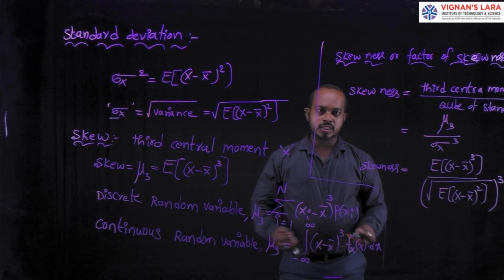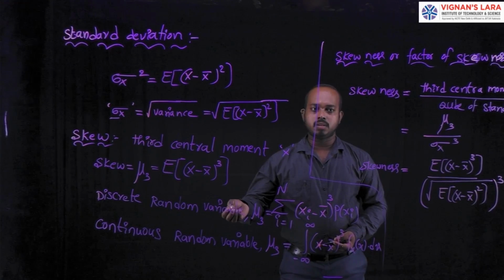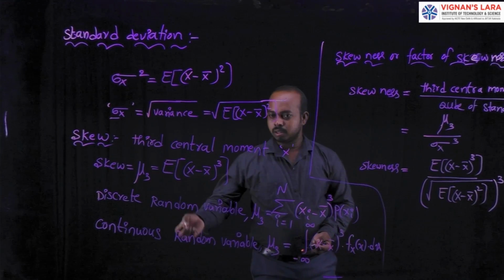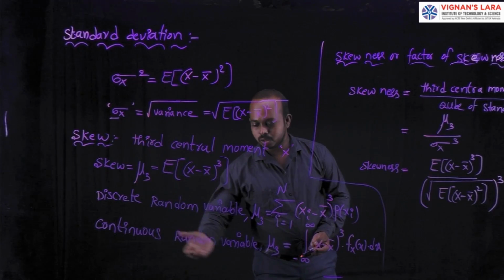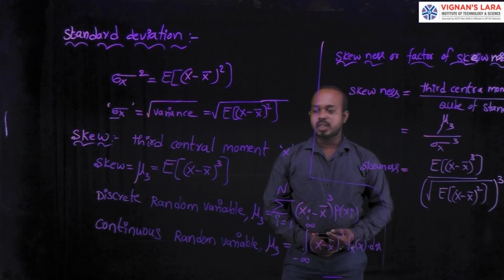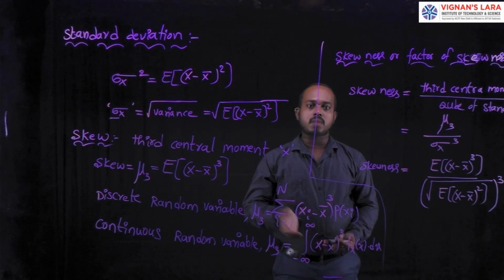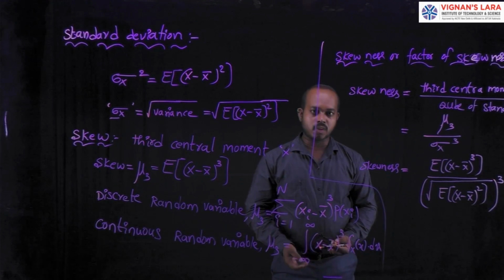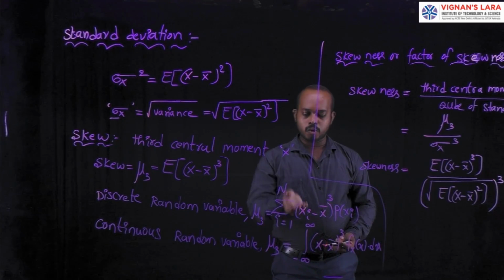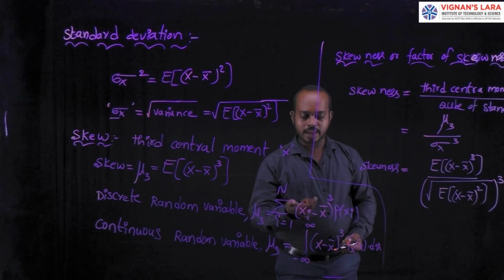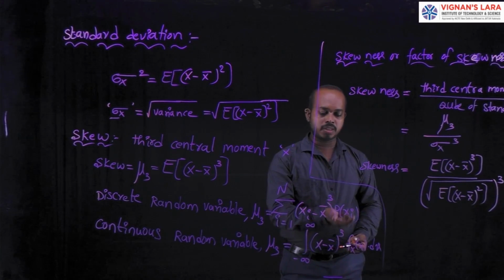When we see the example problems for this skew, you can understand easily. Here I am writing the formulas for a discrete random variable and a continuous random variable. For a discrete random variable, we represent the summation, with the range i is equal to 1 to n. The function here is x minus x bar whole cube into the corresponding probabilities p of xi.